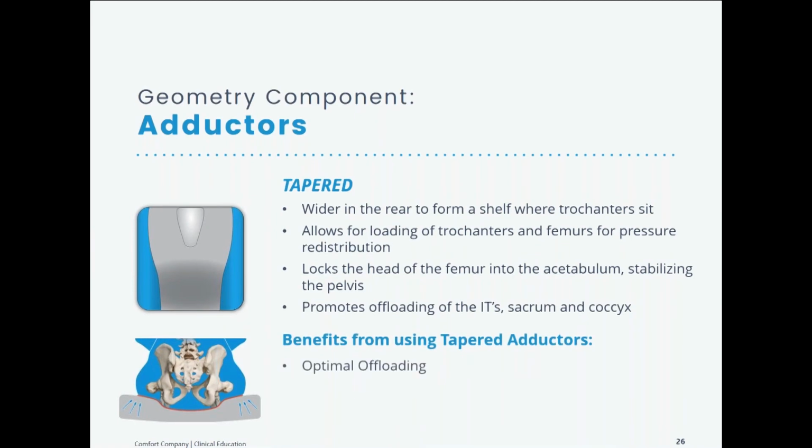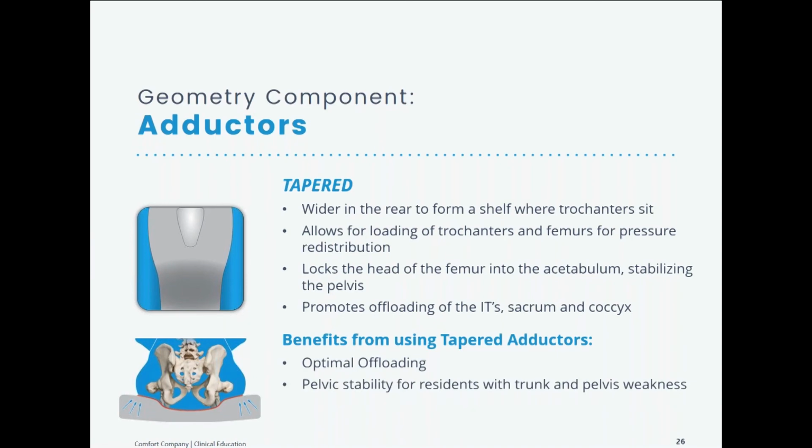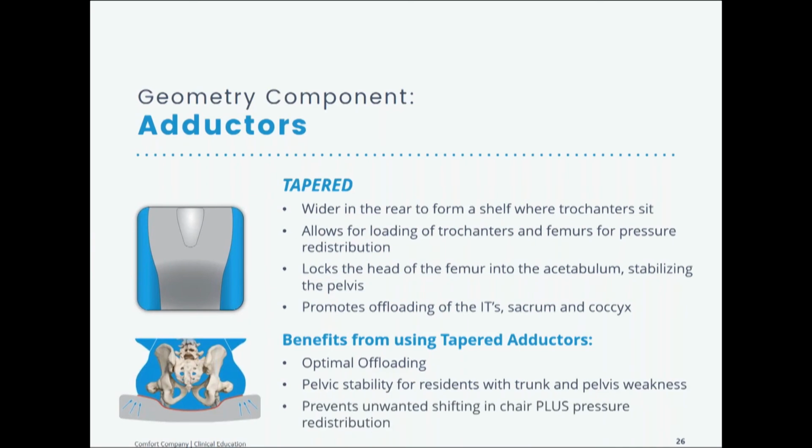So again, the benefits from using a tapered abductor is that you get that offloading. You get the optimal offloading by taking the pressure off of these bony prominences and loading it onto the trochanter head and down the femur through the shelf that these tapered abductors make. It allows for that pelvic stability for someone that really doesn't have that trunk and pelvic strength. And it prevents unwanted shifting in the chair because it stabilizes that pelvis. It locks the head of the femur in. It aligns the lower extremities, and it takes the pressure off high-risk areas.